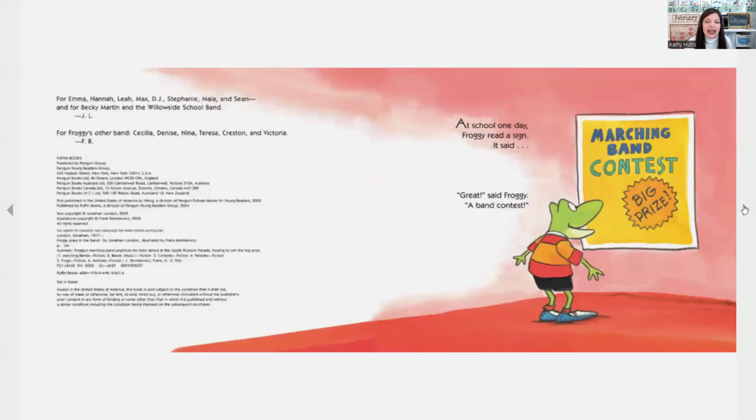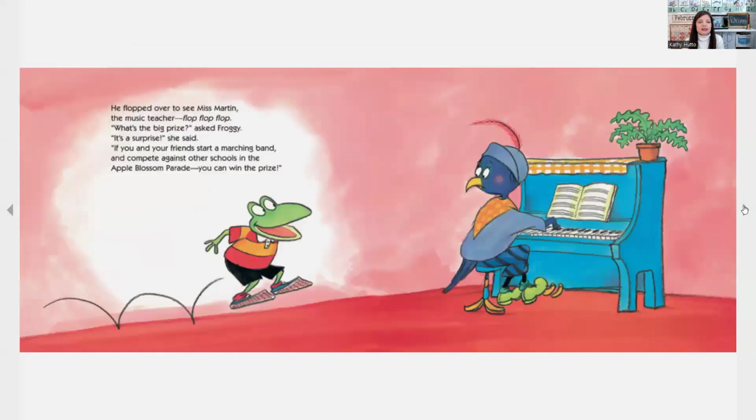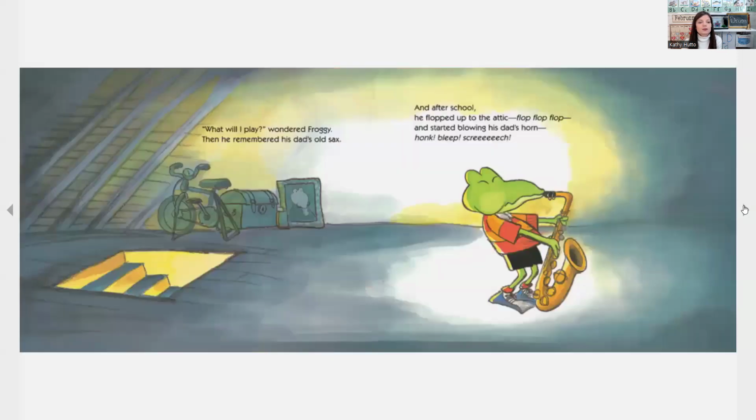At school one day, Froggy read a sign. It said, "Marching Band Contest, Big Prize." "Great," said Froggy, "a band contest." He flopped over to see Miss Martin, the music teacher. Flop, flop, flop. "What's the big prize?" asked Froggy. "It's a surprise," she said, "and if you and your friends start a marching band and compete against other schools in the parade, you can win the prize."